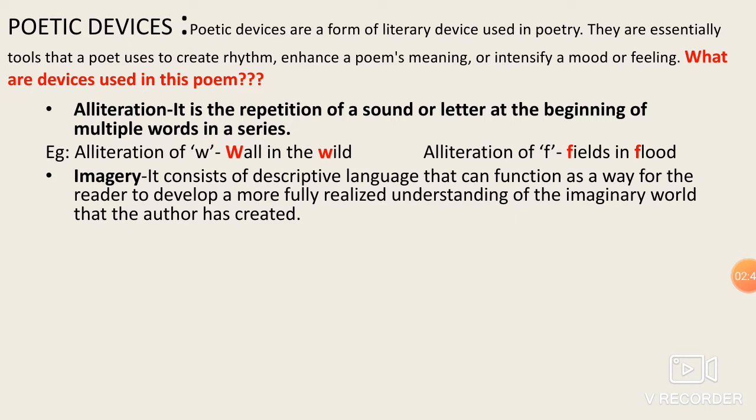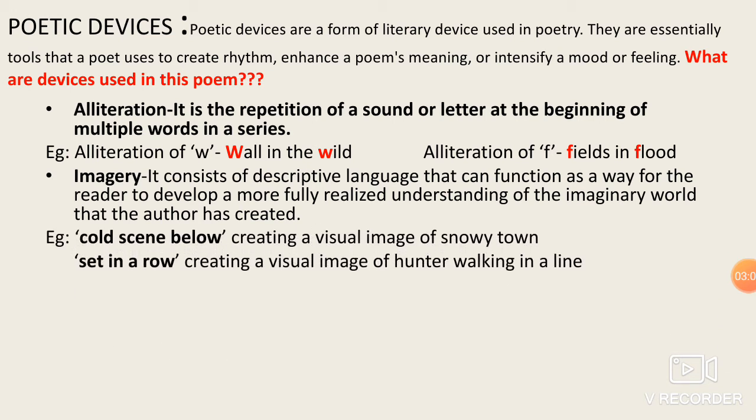Next, imagery. Very important. It's a form of descriptive language which helps the reader to develop a better understanding of the imaginary world created by the poet or the author. In this poem, the group of words like cold seen below helps the reader to create a visual image of a snowy town. In the same way, set in a row helps us to create a visual image of hunters walking in a line.